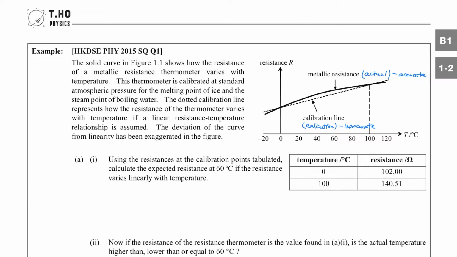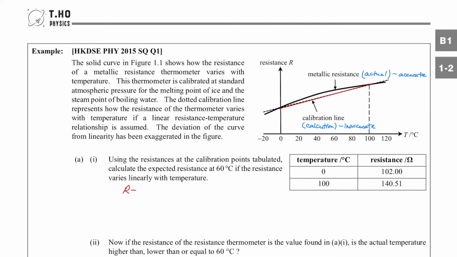Okay, firstly, part A1. Using the resistance given in the table, where at 0 degree resistance is 102, 100 degree resistance is 140. So we have two fixed points, and we think they vary linearly with temperature. That means we think that the resistance will be a straight line variation with temperature. So we can use the formula for thermometer.